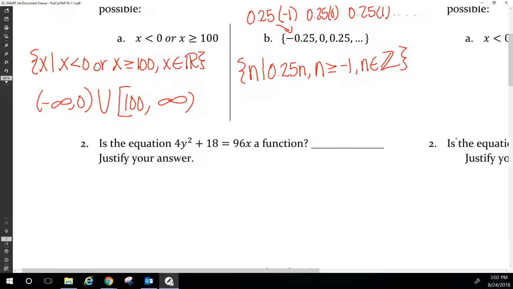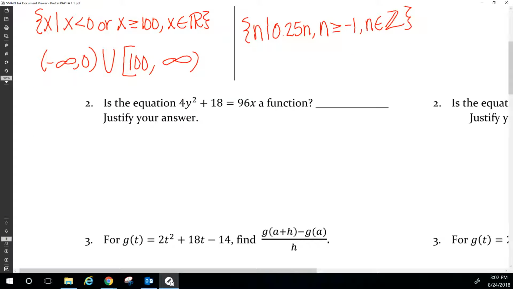For number two, I got a lot of people saying that this was a function. It is not a function. Some people said it was a linear function. Some people said it was a quadratic function. It's not really either of those. I guess you could call it a quadratic in the sense that it makes a parabola, but this one makes a sideways parabola. Notice it's not x squared, it's y squared, which means for every x I put in, I get 2 y's out of it.